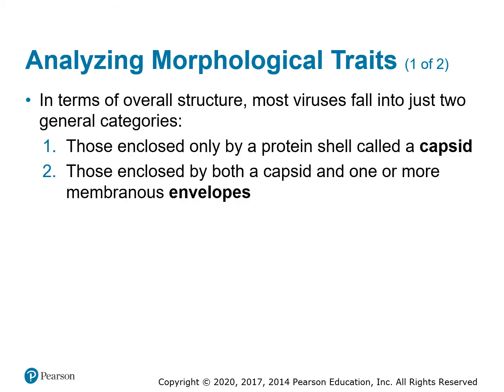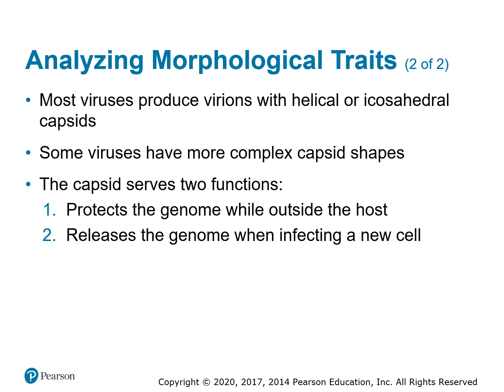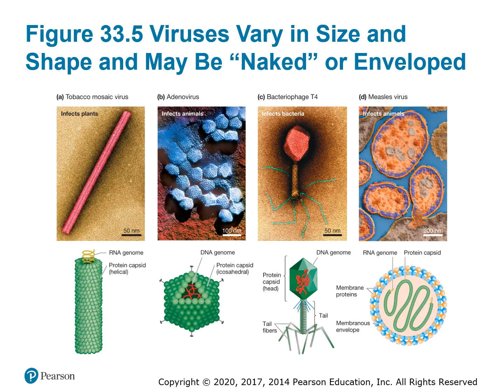When it comes to the morphological traits, these viruses are quite simple. They typically all have a protein shell that's called a capsid, and then they have some type of protein or something on the surface. Some of them have what's known as an envelope, which is kind of like a membrane-like layer. The capsid helps protect and release the genome, and the membrane helps it attach.